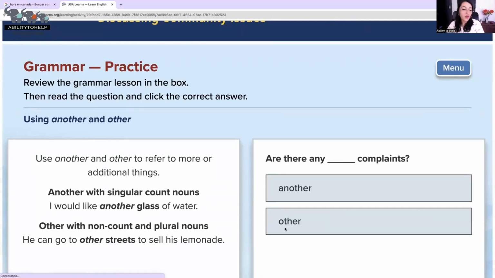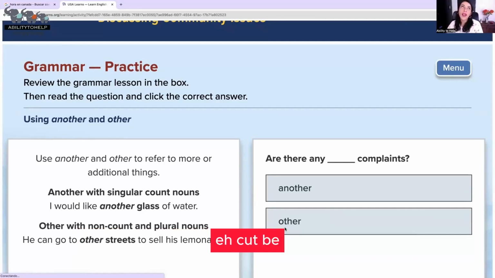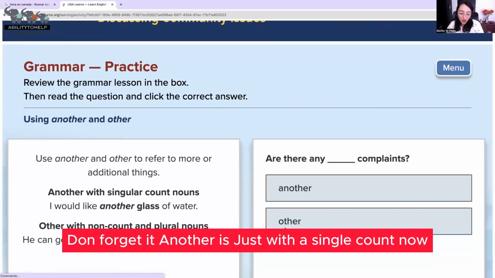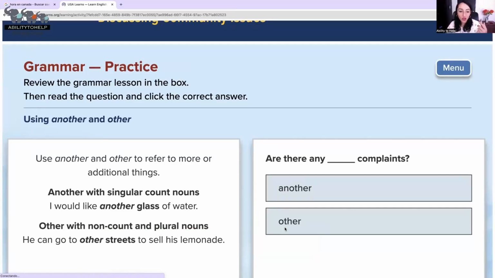So are there any other or another complaints? So let's see. Use another and other to refer to more or additional things. Both words could be used for the same meaning, additional or add something. But don't forget it, another is just with a singular count noun, and other with plural nouns or uncountable nouns.